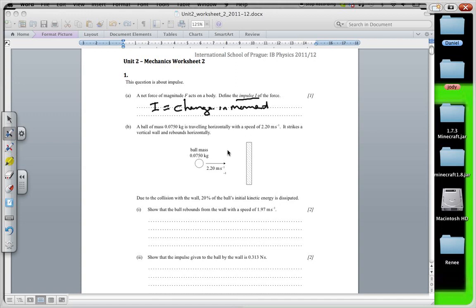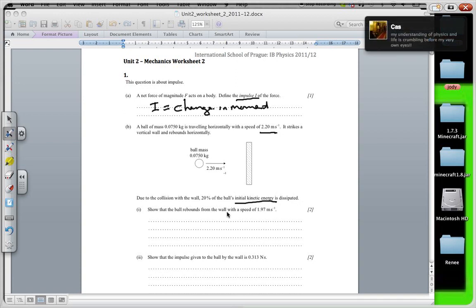In the second question over here, it says a ball of mass 0.05 kilograms is traveling at a horizontal velocity of 2.2 meters per second. It strikes a vertical wall and rebounds horizontally. Due to the collision with the wall, 20% of the ball's initial kinetic energy is dissipated. Show that the ball rebounds from the wall with a speed of 1.97 meters per second.